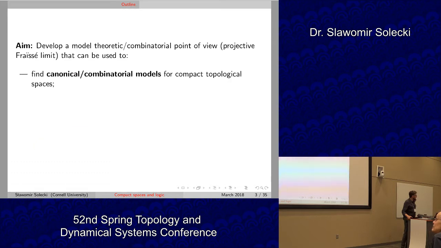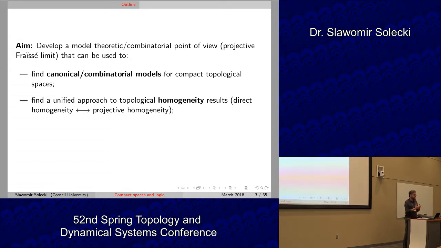Okay, so what is our aim? It's to develop a model theoretic, combinatorial point of view and find canonical combinatorial models for compact topological spaces, maybe all. By compact I mean second countable compact here, so I don't want to keep saying that. I'm not saying that only second countable spaces are interesting, but in this talk I cannot handle any other spaces. So when I say compact space, I mean second countable compact space.